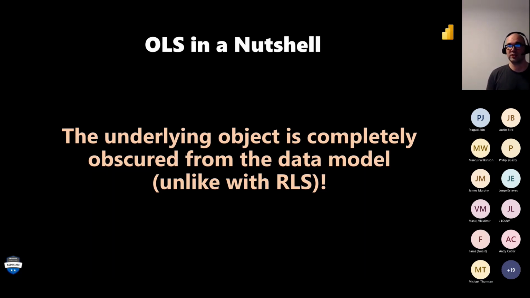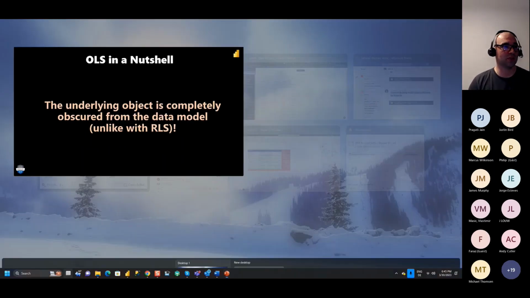With object level security, these underlying objects, for example, if you choose to set object level security to none on a certain column or a certain table, this object is completely obscured from the data model. In plain words, these objects don't exist in your data model, and for users that don't have permissions to access them, these objects are not part of the model at all. As I said, additionally, all measures that refer to the restricted column will also disappear from the data model. So how do you set object level security?